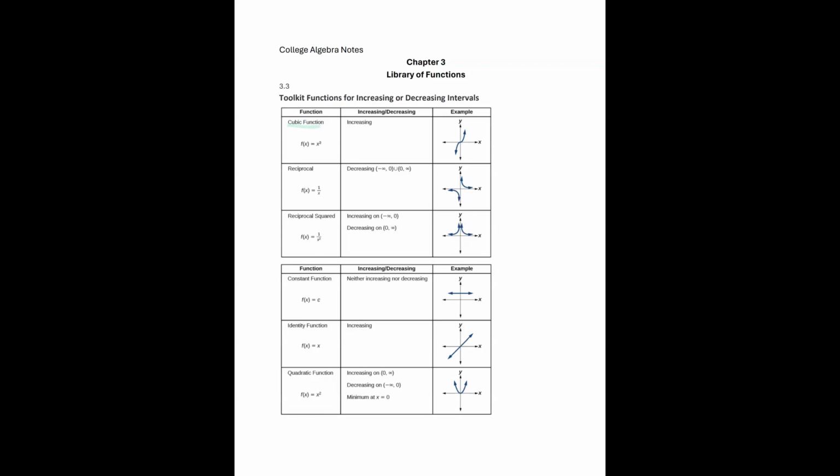So with the cubic function, it is increasing always. It goes from negative infinity to positive infinity. It graphs like that, okay? This should go pretty quickly on this one. Reciprocal, it is decreasing from negative infinity to 0, and then we make a jump and it goes from 0 to infinity, so it graphs like this.